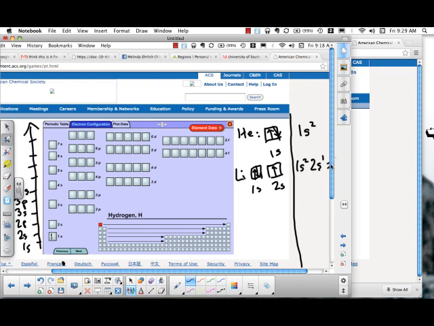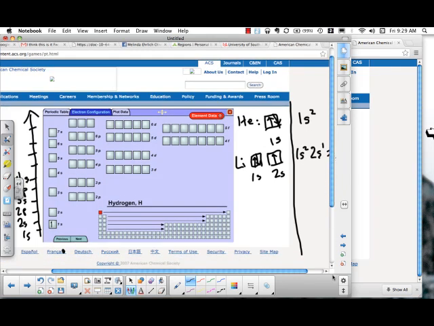3. Can I make that bigger? I don't think so. So it's 3. And the orbital diagram, same thing: count your arrows, and it should add up to the atomic number.